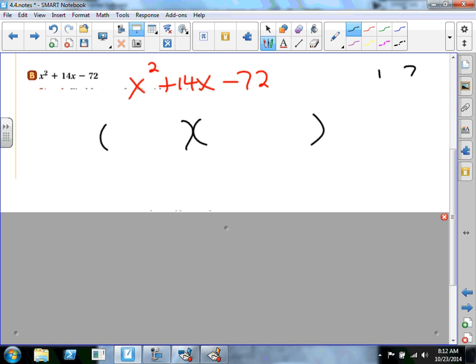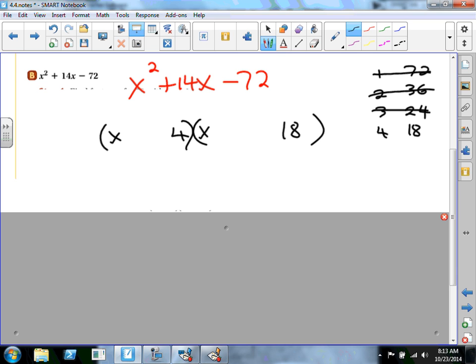I don't think 1 and 72 is going to work, because if we added them, we'd get 73. If we subtracted them, we'd get 71, and that's not going to work. So that's out. Would 2 and 36 get her done? Yes, I did just say that phrase. Would 3 and 24 work? No. What about 4 and 18? Oh, yeah, 4 and 18. So an x and a 4 and an 18.